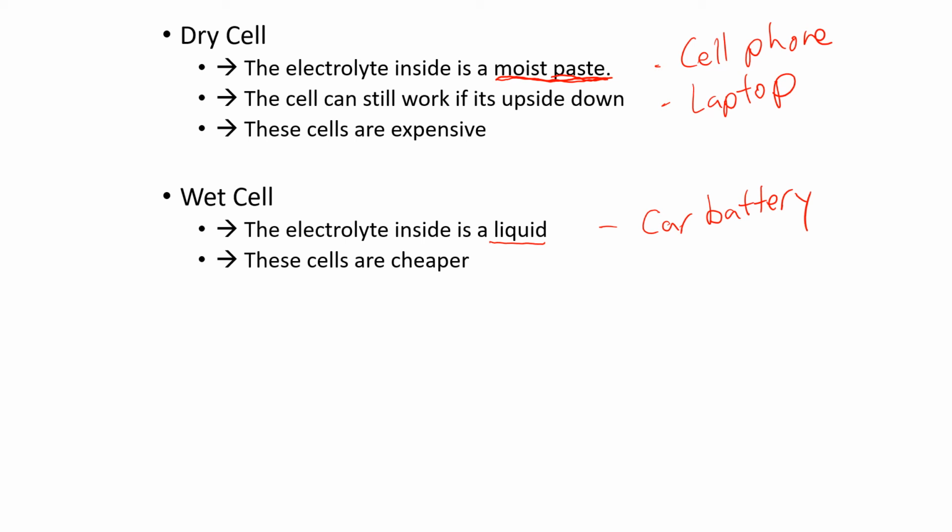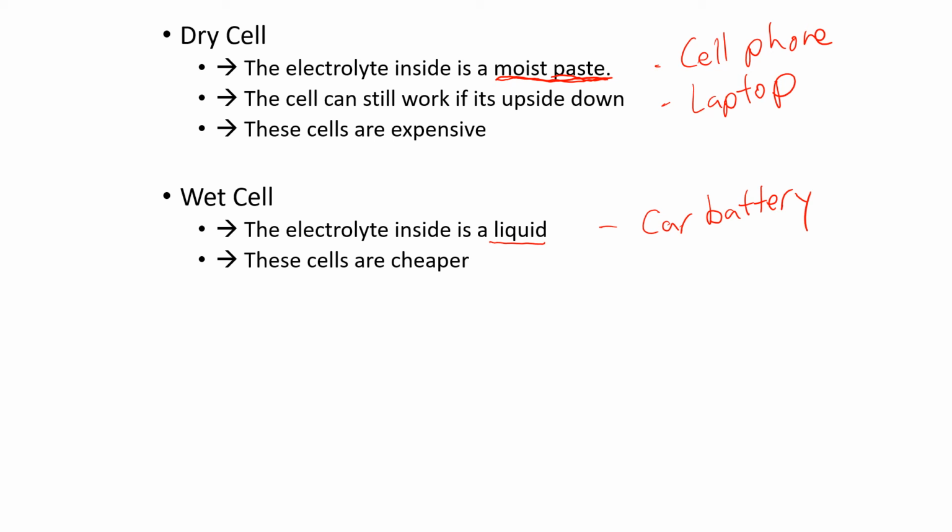However, dry cells can work upside down. Your cell phone will work in whatever manner you're holding it. If it's upside down, right side up, left or right, it'll still work, because that liquid won't leak out. One of the problems with it is that dry cells are quite expensive.